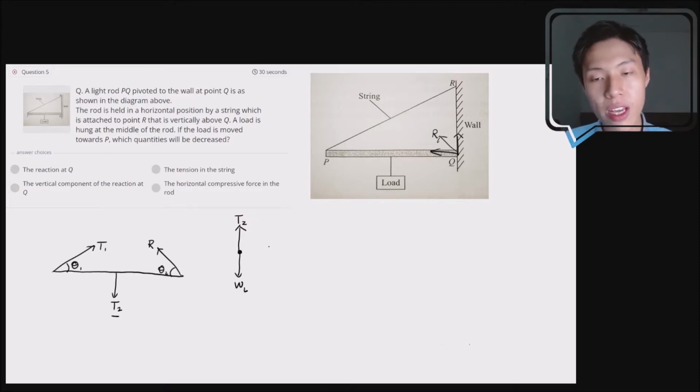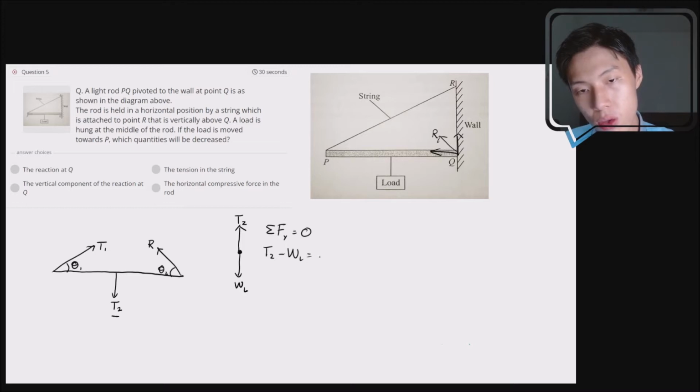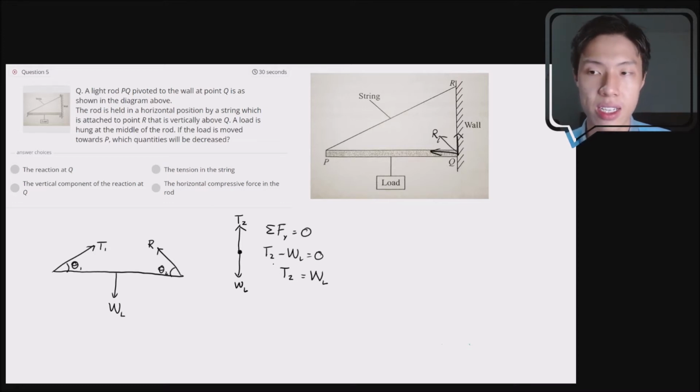So now once you have done that, you know that this whole system is in equilibrium. This load here is not moving, it is at rest. Therefore, you know that the sum of forces in the y direction should be equal to 0. So therefore, tension 2 minus the weight of the load should be equal to 0. Therefore, tension 2 is equal to the weight of the load. So now you can replace this tension 2 in the extended free body diagram with the weight of the load. Okay, so this is the revised extended free body diagram.